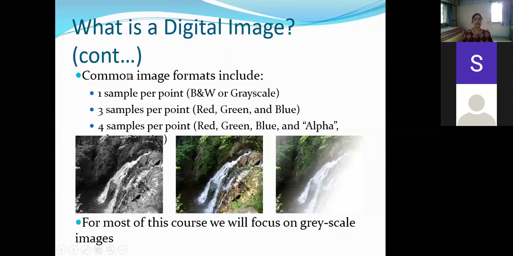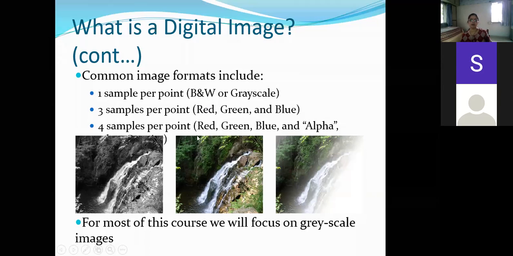So basically, there are 3 types of images. For a binary image, we need 1 bit per point. For monochrome images, we need some, say, k number of bits per pixel. Usually, it is 8 bits per pixel for monochrome images. And for color images, we need red, green, and blue components, 3 components.